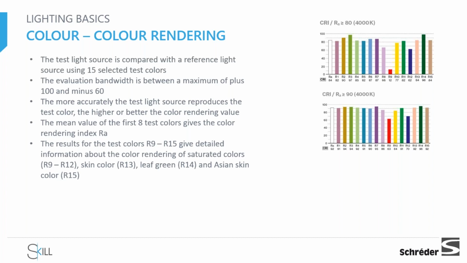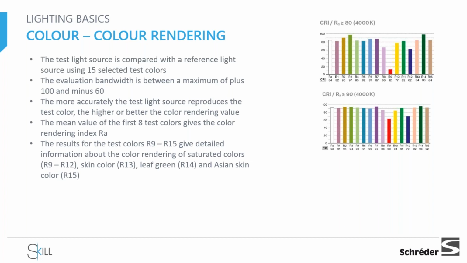So all of those 15 colors will be compared between the light source that we want to test and a reference light source. The evaluation bandwidth is between a maximum of plus 100 and it can go as bad as minus 60. The more accurately the color is reproduced, the higher or better the color rendering value. Then they will do the mean value of the first 8 colors, and they will give you the color rendering index, which is 70, 80, 90 itself.